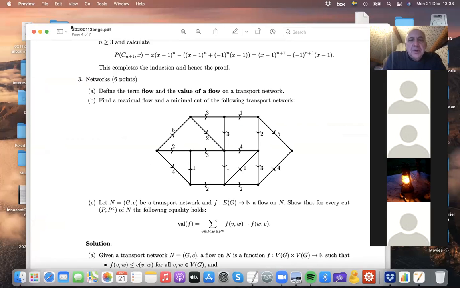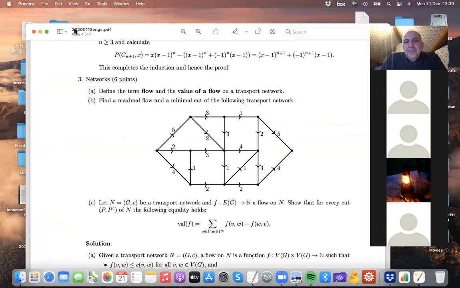So networks. We're talking about problem 3 now. I have to define the term flow and the value of a flow in a network. So for the network, I just recalled what this thing is. It's a directed graph with integer weights and one source and one sink.